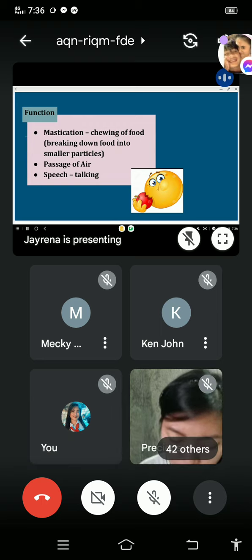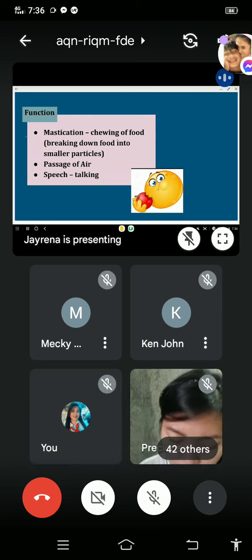Yun yung reason why you have to understand the different types of mucosa. Number 1, we have the masticatory mucosa. Ano ba yung masticatory mucosa? From the word itself, kung babalikan natin yung function, mastication, panguya. So, ibig sabihin, these are the mucosa that covers the area that is used for mastication. So, ibig sabihin, ito'y makapal, ito'y keratinized.